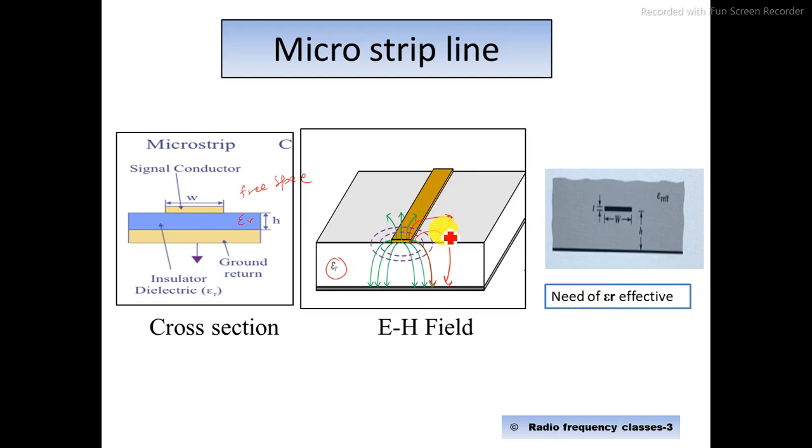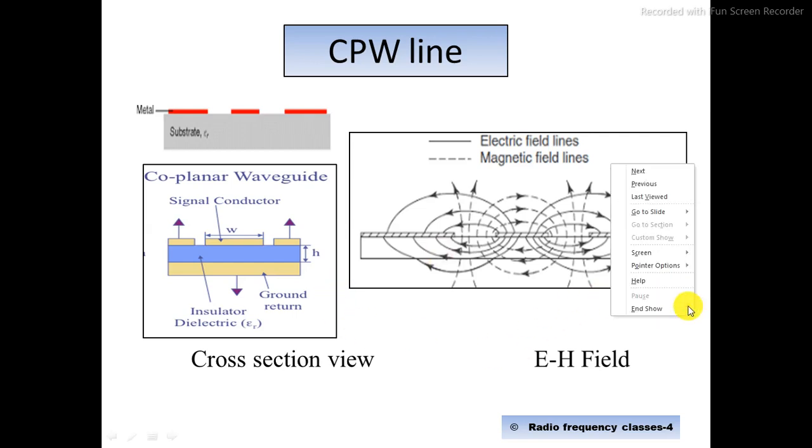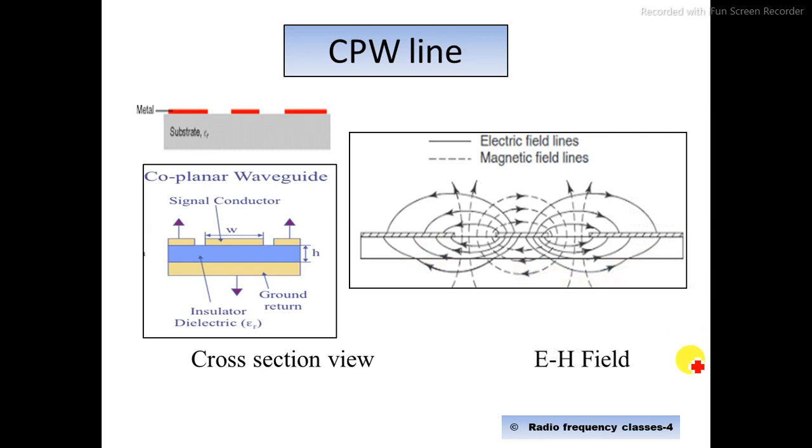But in this video, actually, I will be talking about the strip line only. So the concept of epsilon r effective will be discussed in the next part of the video, when I will talk about the microstrip line. Now moving further to the CPW line. As I told, the name suggests it is a coplanar waveguide, meaning we have the ground plane, signal plane, and again a ground plane in the same plane. So that's why it is called a coplanar waveguide.